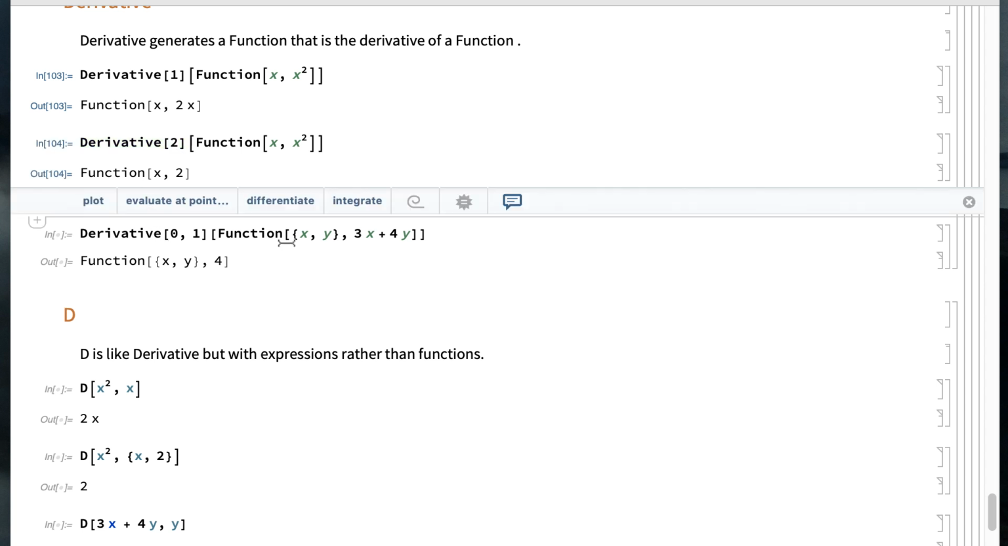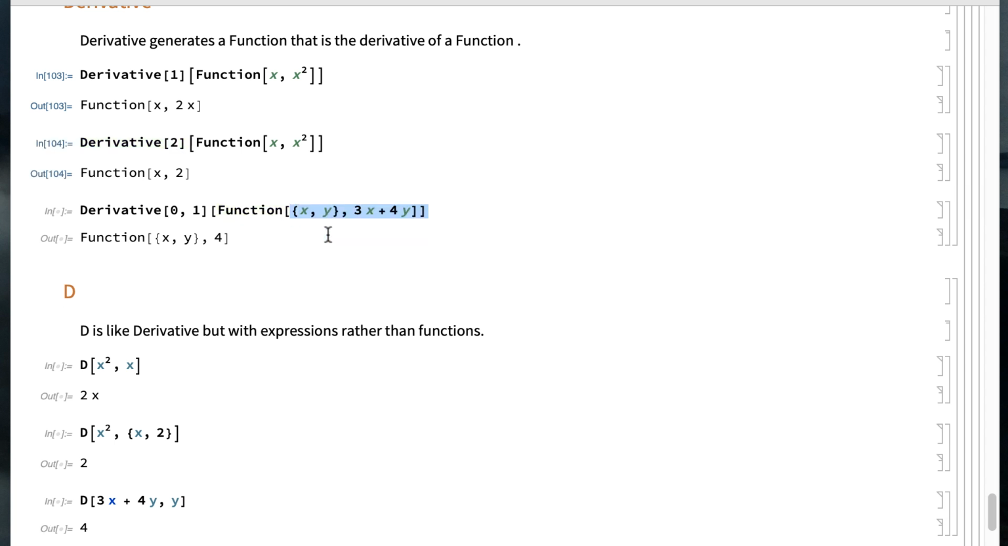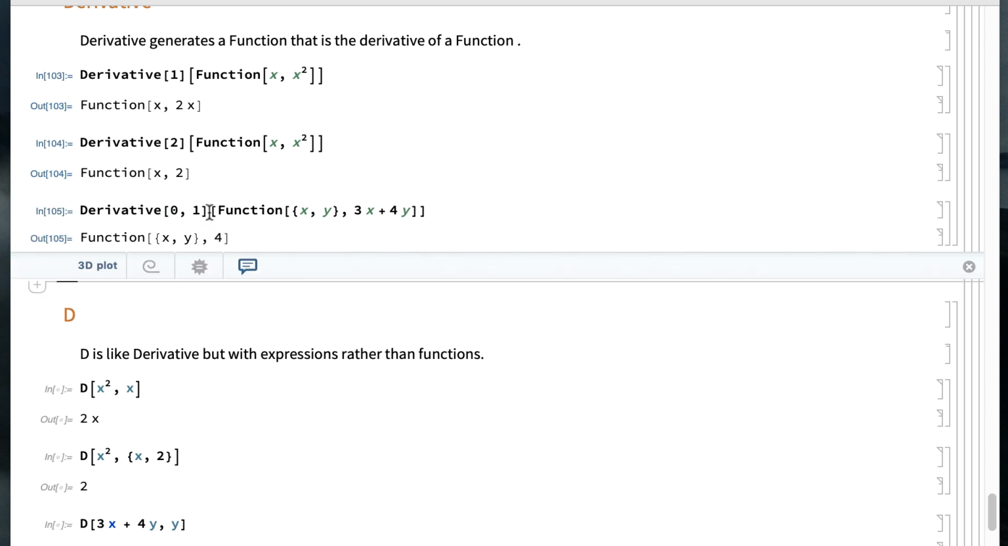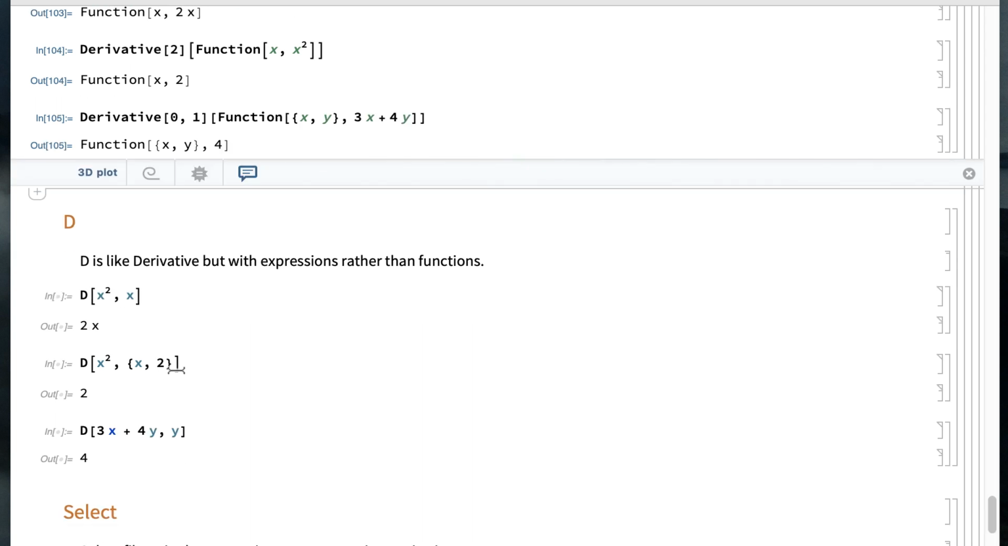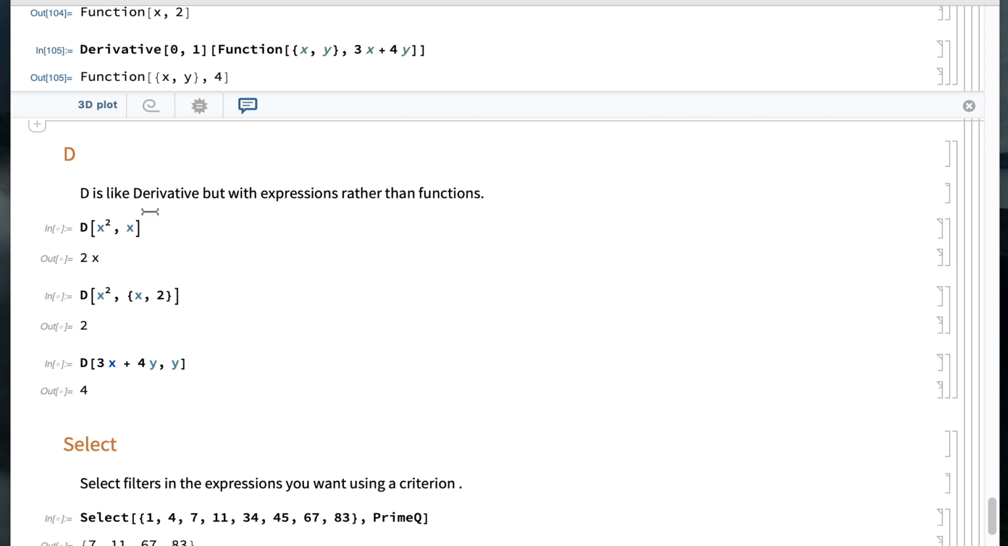Or I can take a partial derivative. Say I have a function of two variables, as I do here, and I want the derivative of the function with respect to its second argument, not with respect to its first argument. That means take the 0th derivative with respect to the first argument and the first derivative with respect to the second argument. All right. Won't be using that quite as much as I think I will be using D.